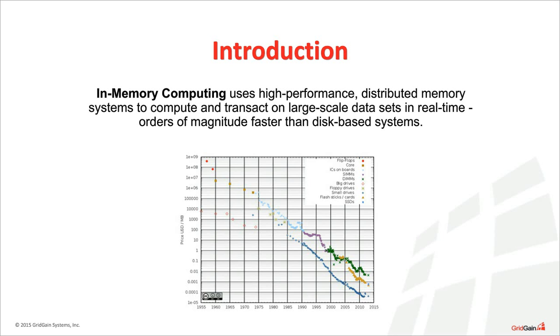I'm assuming that you on this webinar probably know what in-memory computing is because you're looking at selecting a product. But very quickly, I always want to set the stage. In-memory computing is a technology that uses high-performance distributed memory systems to compute and transact on large-scale data sets, what we call big data, in real time. The key here is that real time means orders of magnitude faster than is possible with disk or flash-based systems. And the key phrase here is literally orders of magnitude faster.